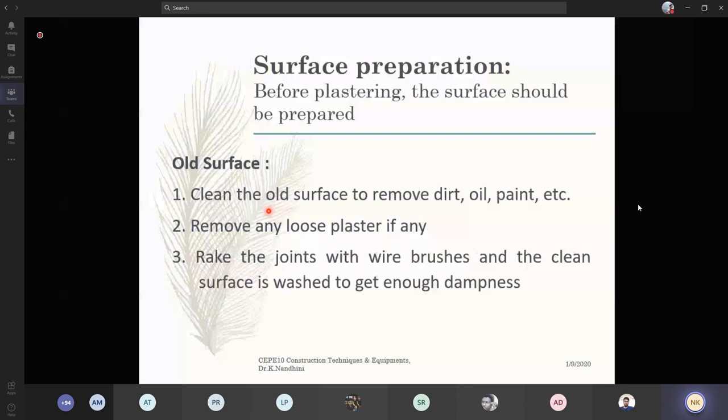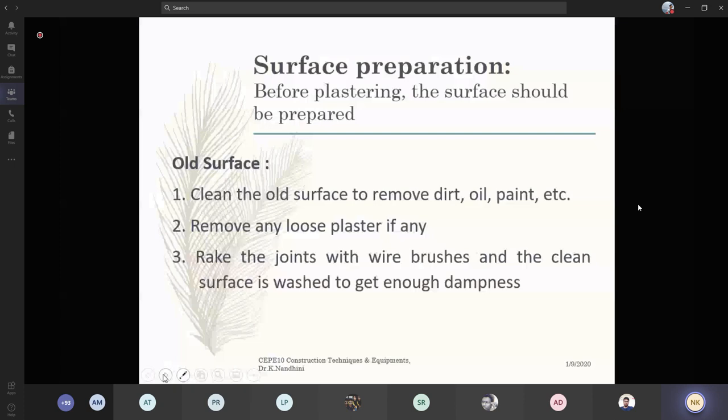Clean the old surface to remove the dirt, oil or paint, etc. Remove any loose plaster. If any loose plastering is done, they'll remove it. They rake the joints with the wire brushes, which is nothing but a steel brush which I told. And the clean surface is washed to get enough dampness. They just water the entire wall, and then they'll go for plastering work.